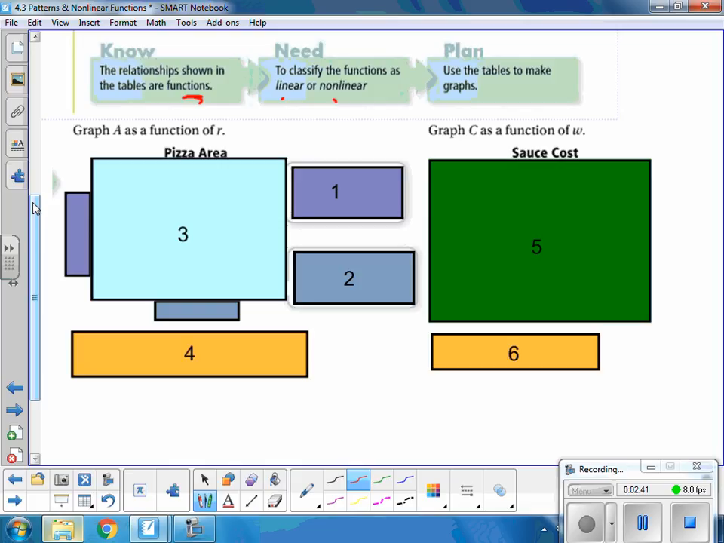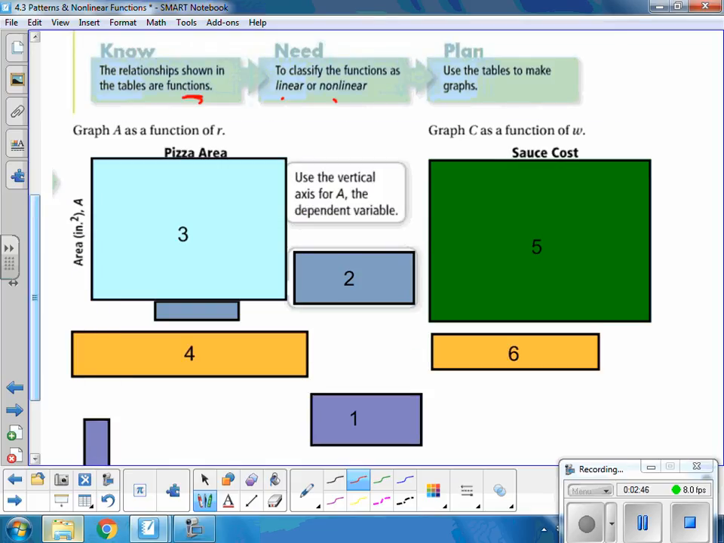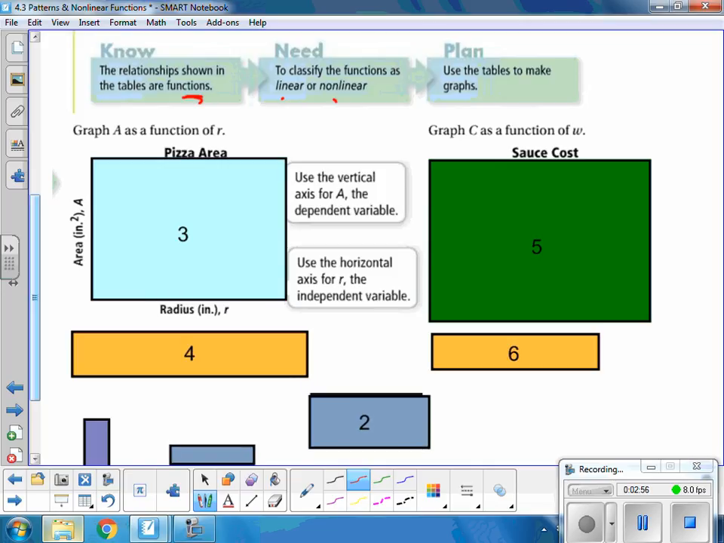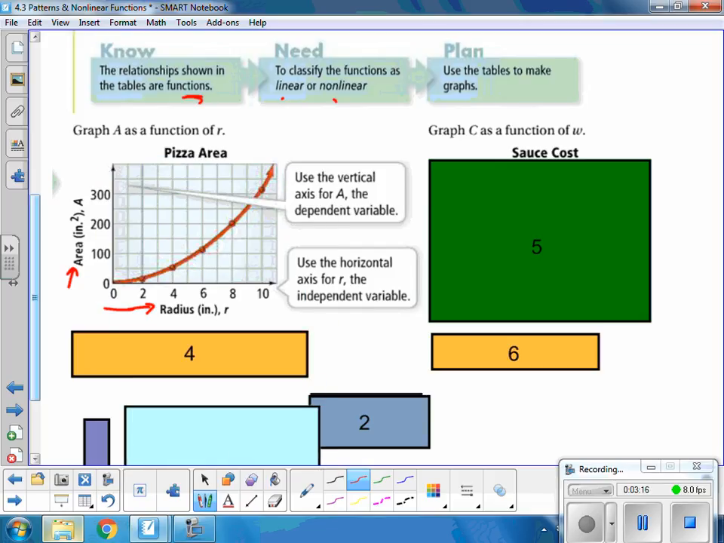Okay, so graph A, area as a function of radius. The first thing we have to do is determine what's going on here. We're going to use the vertical axis for the area, because the area is our dependent value. How much pizza we can make really depends on the radius. The area of the whole pizza is really dependent on what the radius is. Once I know the radius, I can calculate the area. And that's why we say this one depends on this one. And once I have that, I can take my different pieces of information and plot them out. And there is my graph.